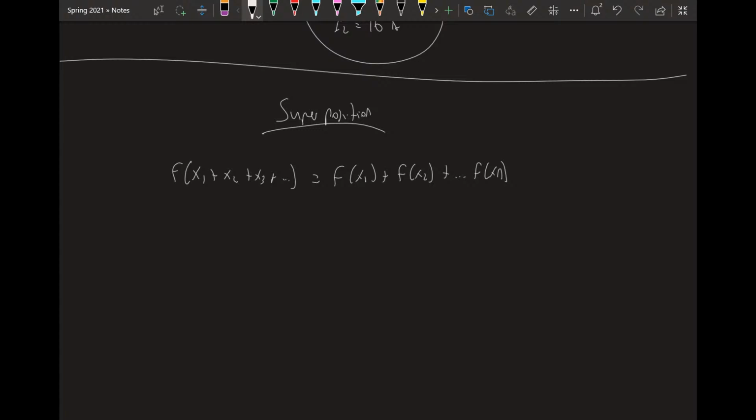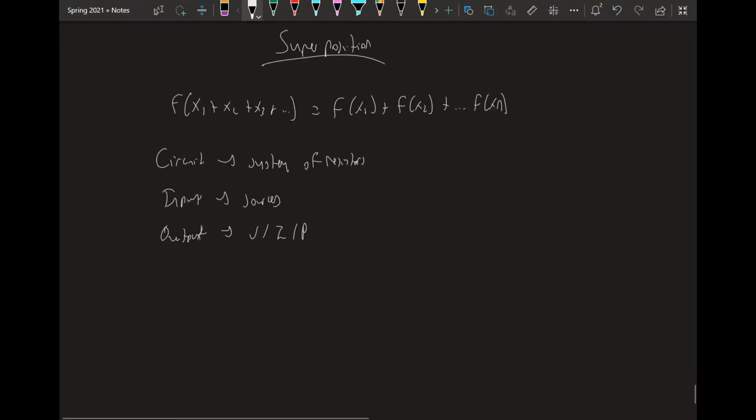So if we have the circuit as a system, a system of resistors, right? And the input to that circuit, we're going to call sources. And the output of that circuit is going to be voltage, current, or power, right? So what we're saying is that this complicated circuit with a bunch of sources active at once, if we could somehow solve for each of those sources separately, we can get the answer by just adding them all up. To do that, we need to somehow get rid of sources. And so we're going to deactivate them to do that.